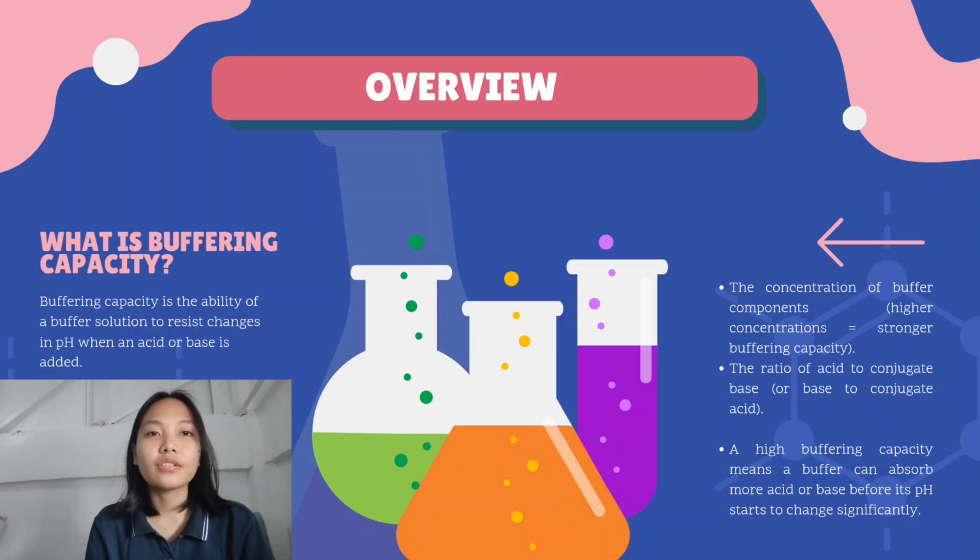Higher concentration equals stronger buffering capacity. Second, the ratio of acid to conjugate base or base to conjugate acid. A high buffering capacity means a buffer can absorb more acid or base before its pH starts to change significantly.